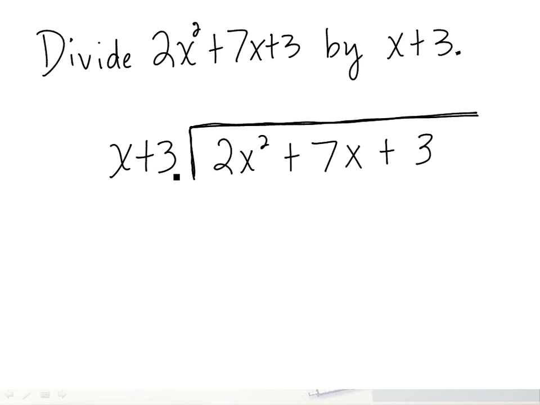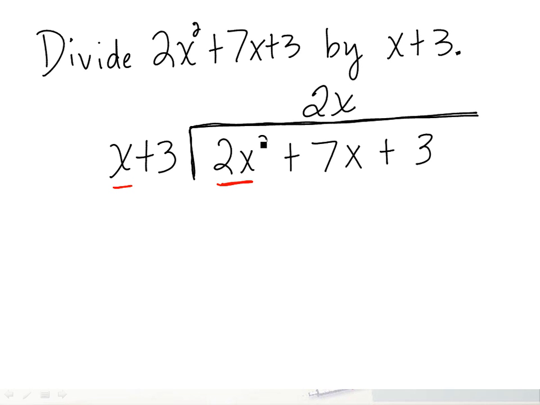Let's get started. First thing you do, you look at this very first term here, and you look at this very first term here. And you decide what times x, in this case, is 2x squared. Again, what times x is 2x squared, or what multiplied times x gives you 2x squared. So it turns out that if I multiply x times 2x, it gives me 2x squared.